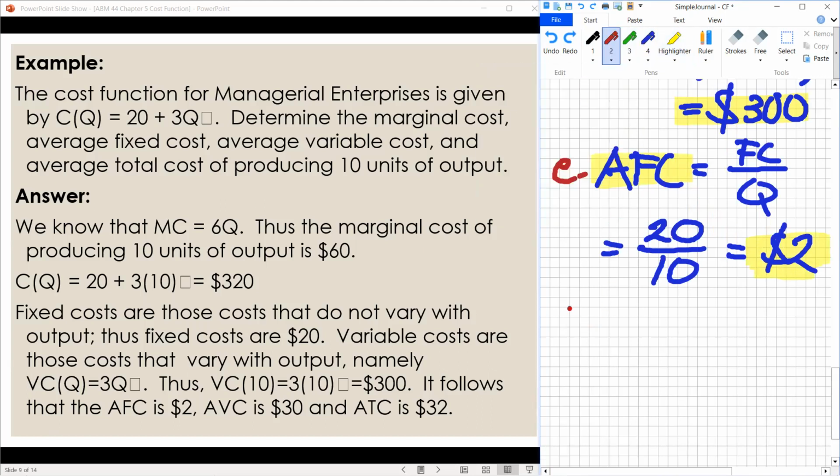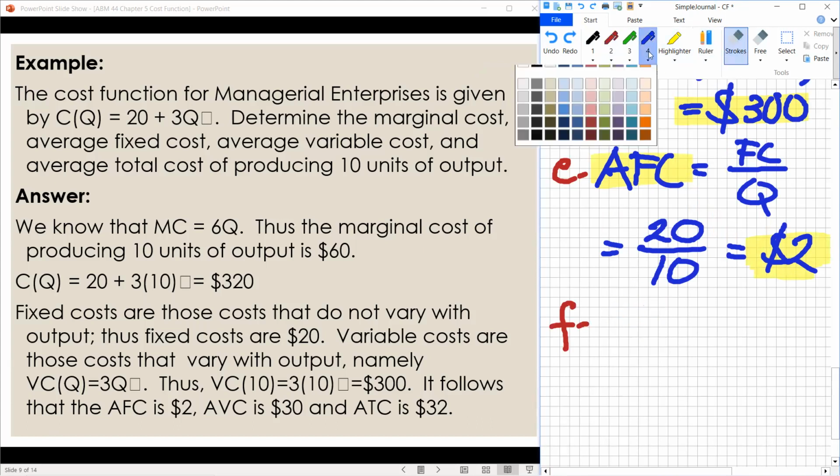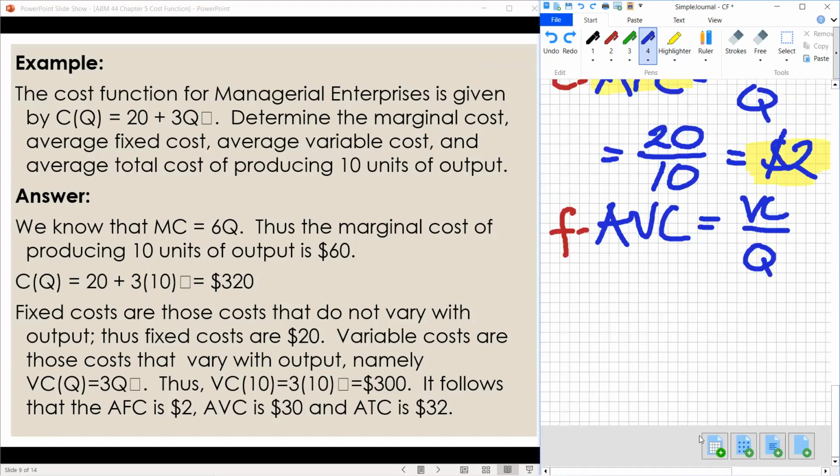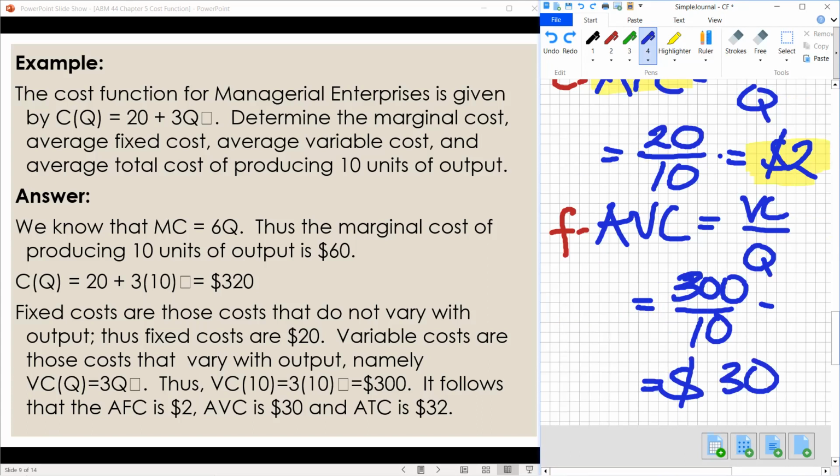Next would be letter F, average variable cost. We have average variable cost here. So that means variable cost over quantity is equal to, variable cost is at 300. 300 over 10. So that means we have an average variable cost of $30. 300 over 10, that is $30. So that is for E, F.